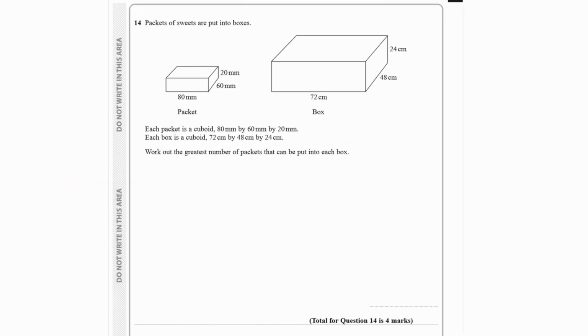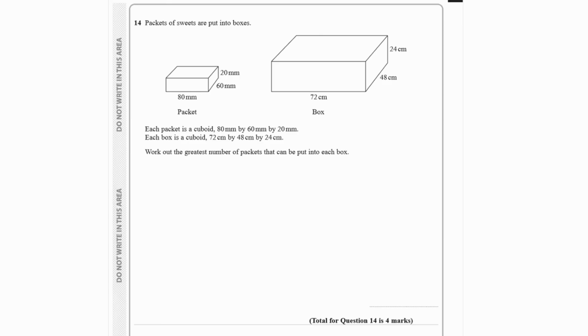Question 14. Packets of sweets are put into boxes. Each packet is a cuboid, 80 millimeters by 60 millimeters by 20 millimeters. Each box is a cuboid, 72 centimeters by 48 centimeters by 24 centimeters. Work out the greatest number of packets that can be put into each box.